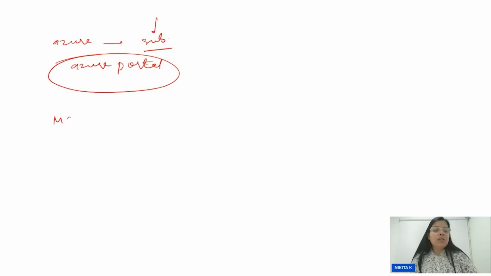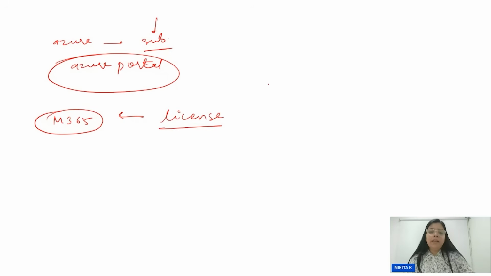Then the second product which comes into the picture is your M365 products, like your Teams. If you are using SharePoint, Intune, Copilot, or let's say you are using Defender, Entra, Purview, all these are your M365 services. Now, to access all your M365 services, you will be requiring the license.